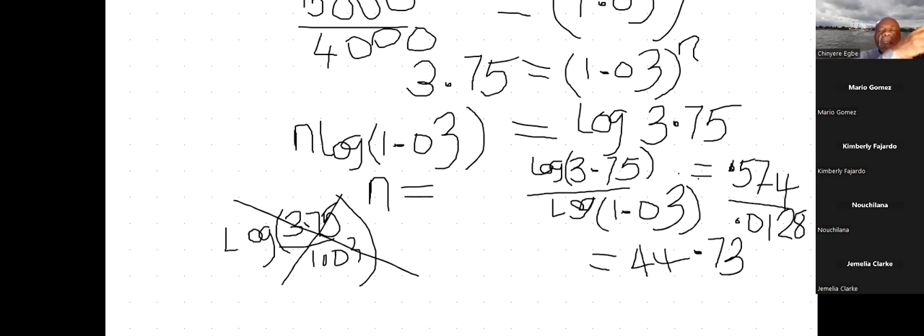So if you deposit $4,000 and that $4,000 is compounded at the end of every year, it will take 44 years for your $4,000 to grow to 15,000 if you earn 3% interest on it. If you earn 10% interest on it, that will be a shorter period of time. So if you earn 3% interest on it, yes, it will take 44 years. All right?